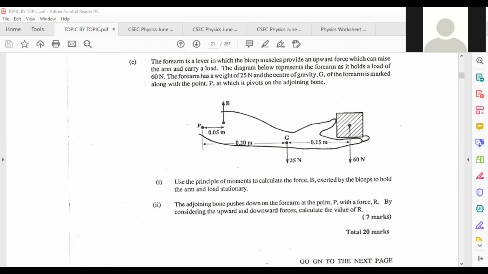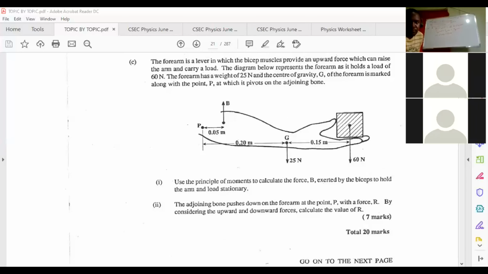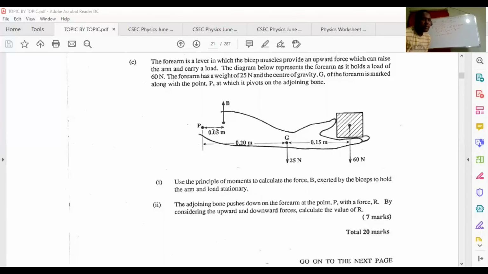All right, so continuing, what would be the distance of the 60? What's the distance of your 60 newton force? 0.35. And that's equal to the force at B, which is unknown, times the distance away from B, which is 0.05.